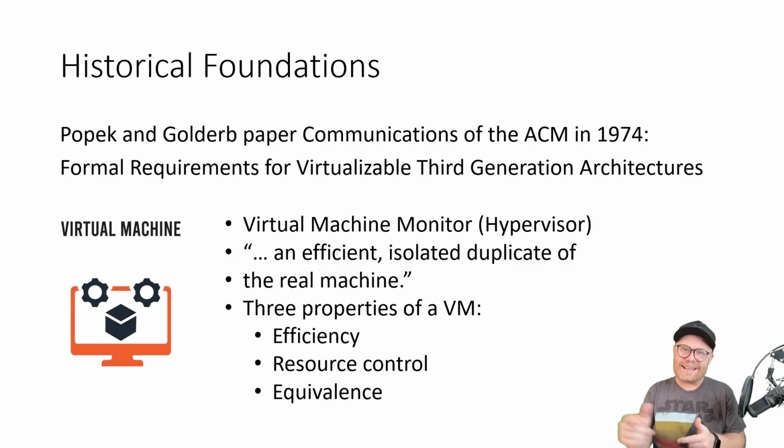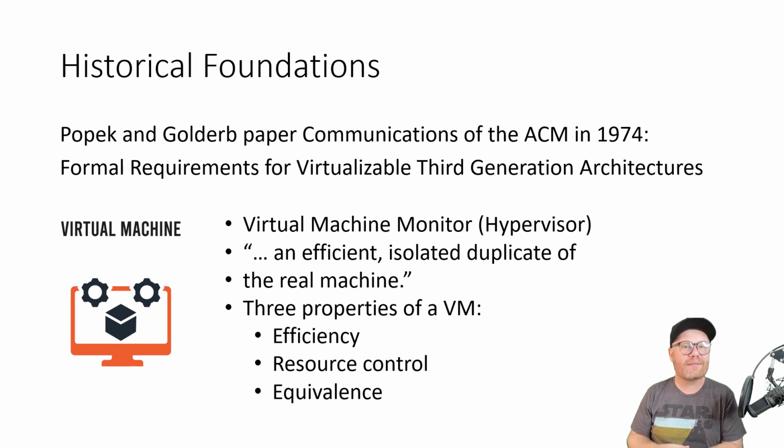So if you want to read a little bit more on the historical foundations, I encourage you to. It's a great paper. I'm not just saying that. Popek and Goldberg paper, Communications of the ACM in 1974. The title's Formal Requirements for Virtualizable Third Generation Architectures. Come on, the title's drawn you in already. The paper specifically talks about a virtual machine monitor. That's before we actually had the term hypervisor. So when you read it, think hypervisor.